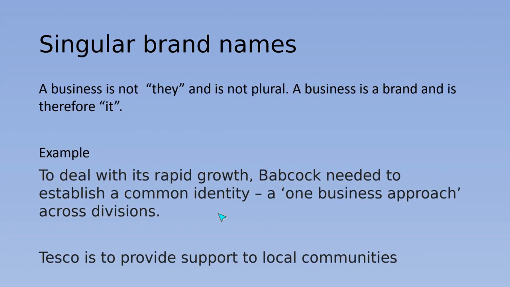Okay, singular brand names. A business is not they and is not plural. A business is a brand and is therefore it. So, for example, to deal with its rapid growth, Babcock Company needed to establish a common identity, a one business approach across divisions. Tesco is to provide support to local communities. It's not Tesco are, it is Tesco is. So the singular brands use this as singulars. You'll be using company names and country names within your work.